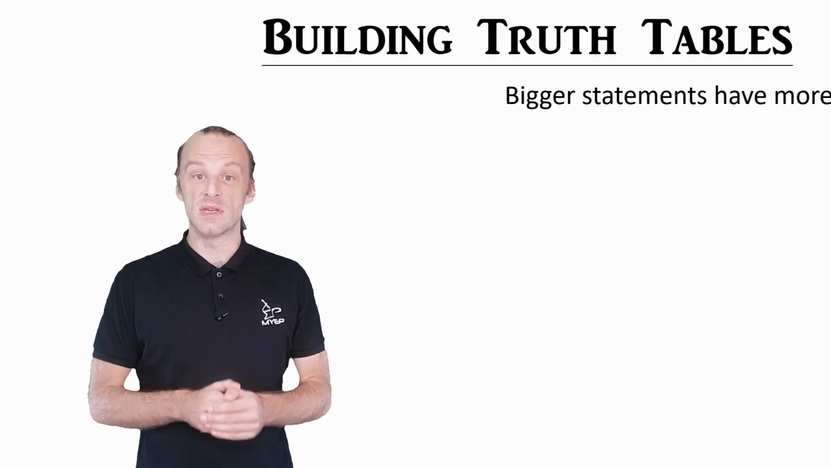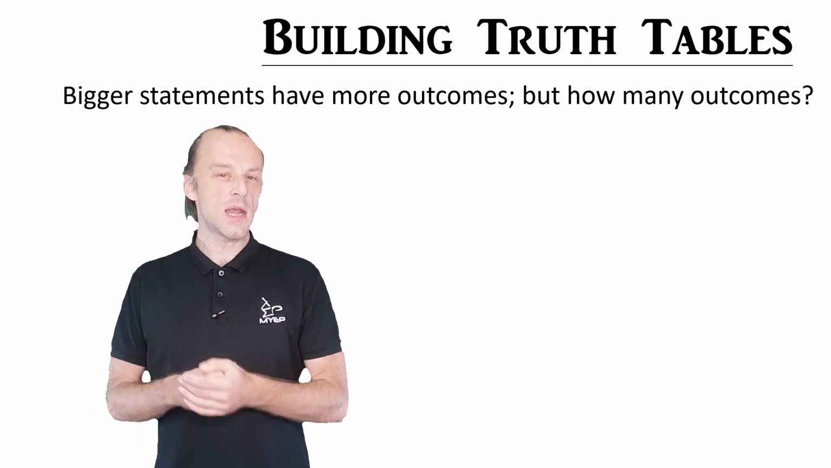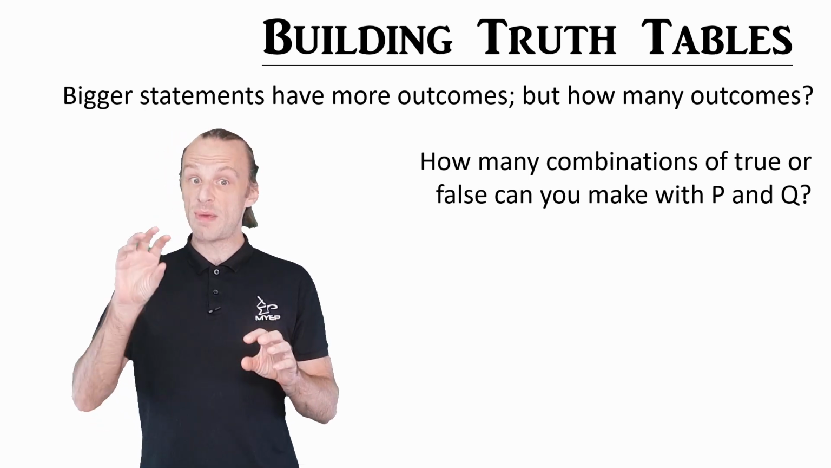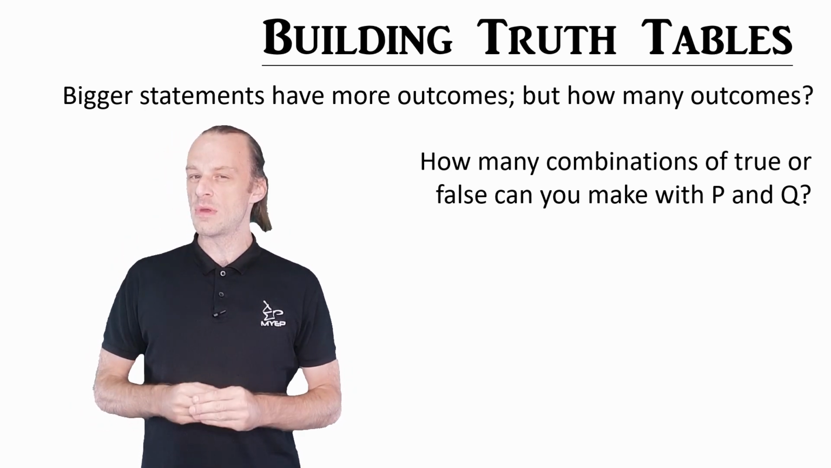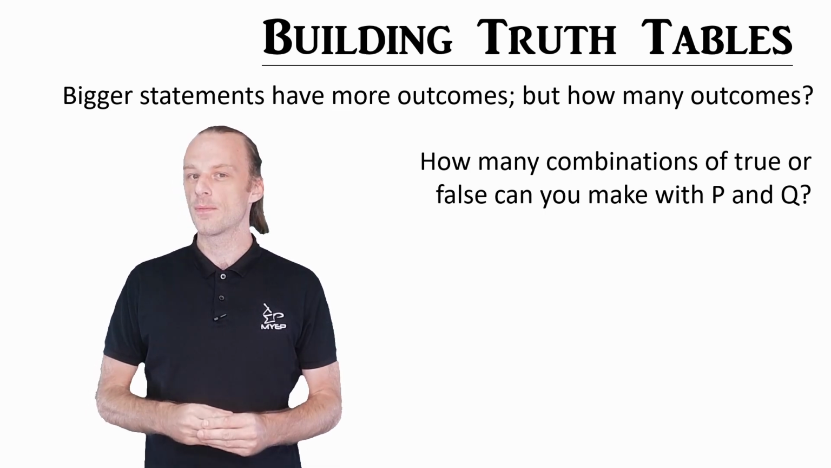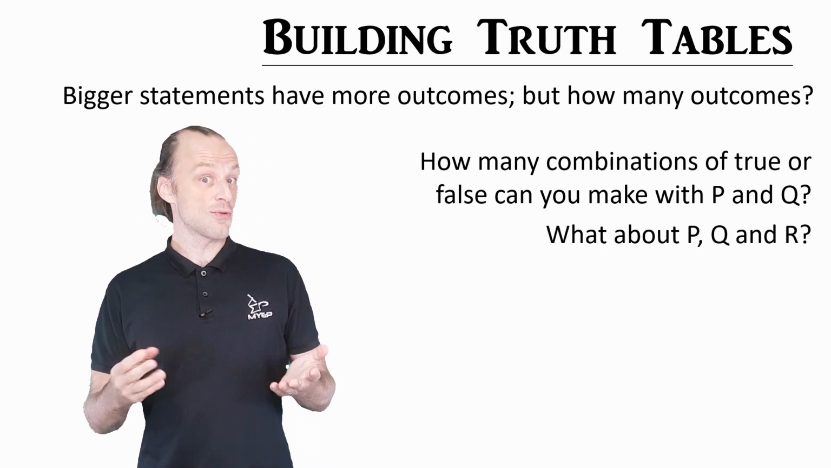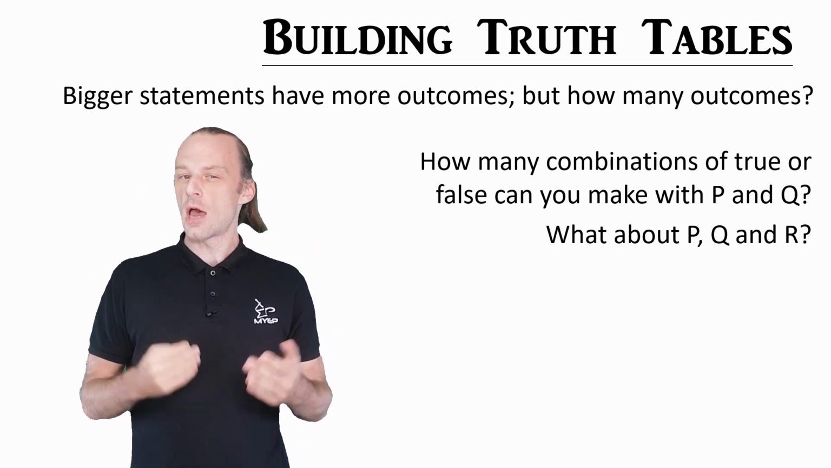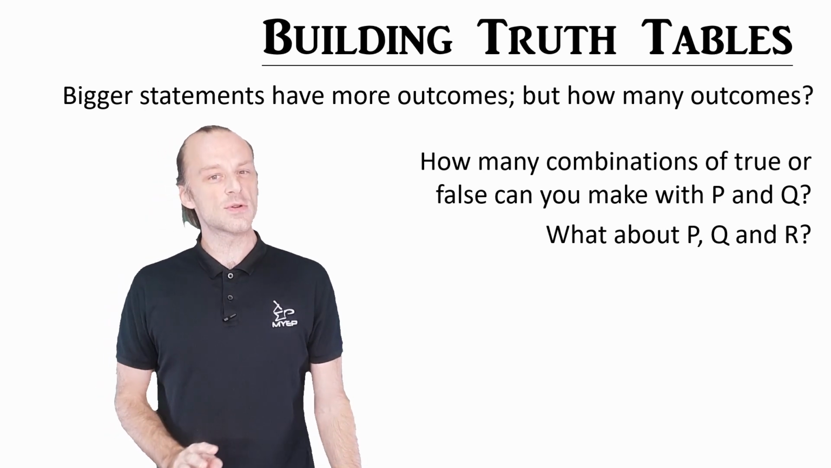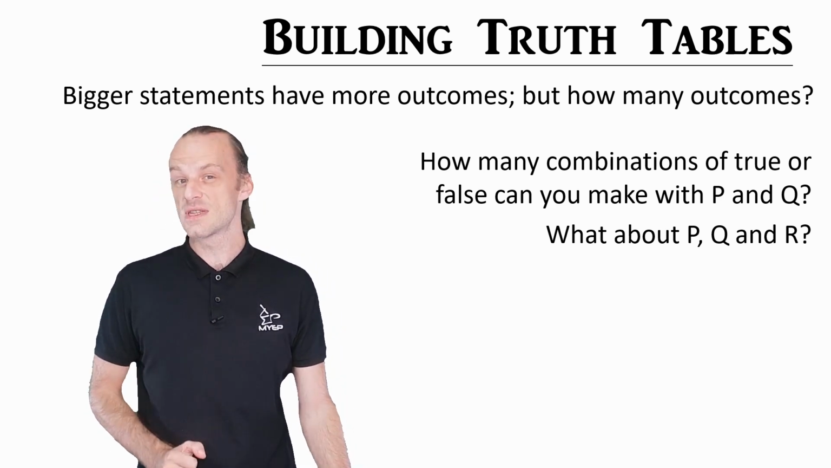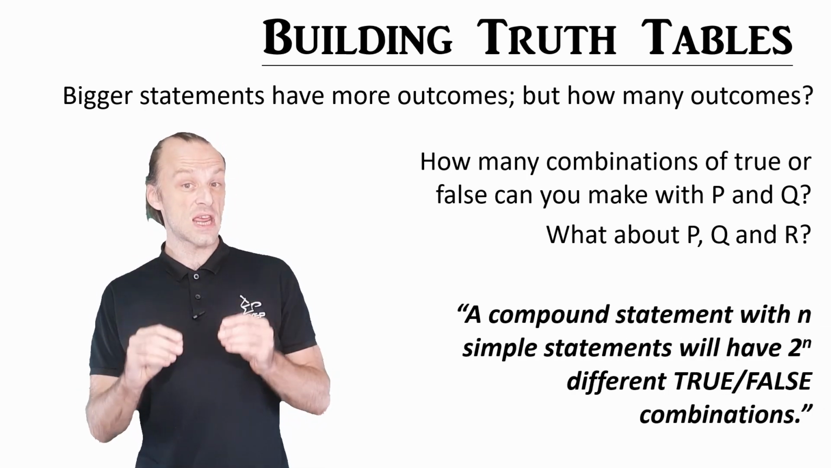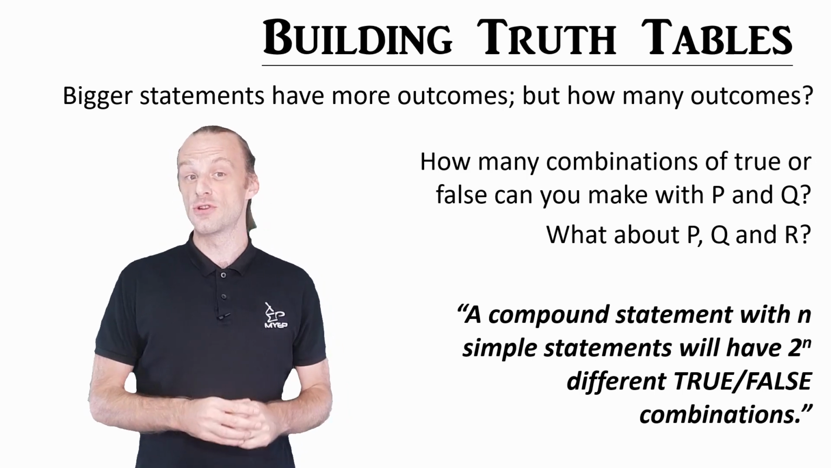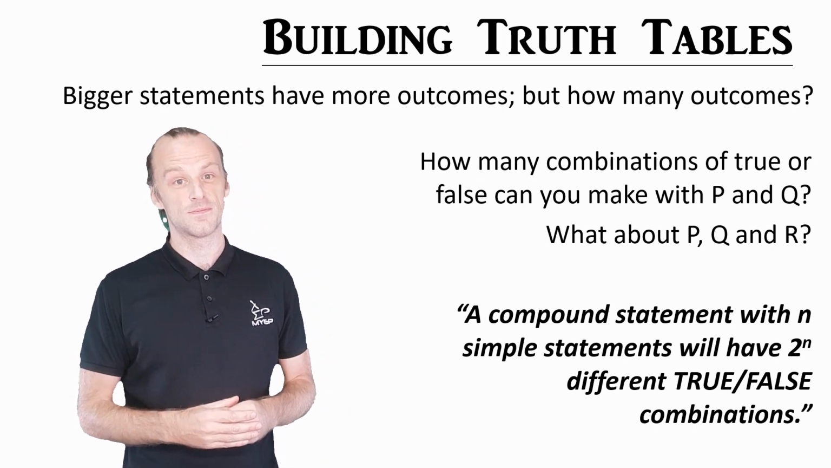More complex statements have more outcomes, but how many outcomes? Think about it for a moment. If I make a compound statement with P and Q, how many different combinations of true and false will there be? What about a compound statement with three letters, P, Q and R? Pause if you want to think about that and come up with a number. I'll tell you the abstract answer first as a hint, and then we'll see how it works. A compound statement with n simple statements will have 2 to the power of n different true or false combinations.